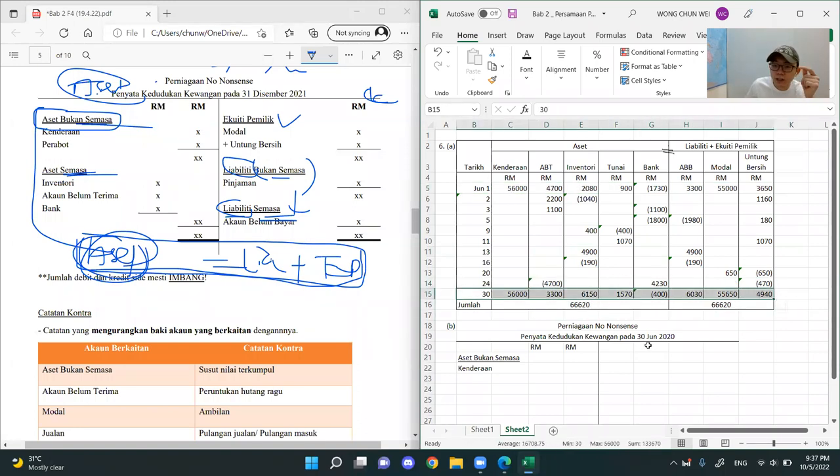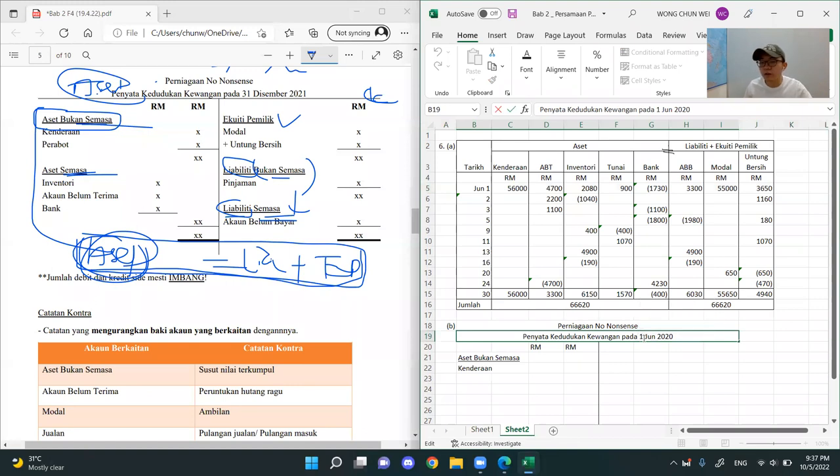Unless the question says we want the penyata kedudukan kewangan at 1 Jun 2020. When that happens, which figure do we take? We take the figure here, June 1st. But hardly will they ask you that. Normally they will ask you at the end of the date, which is 30 here.